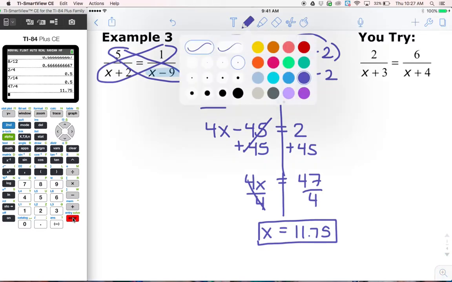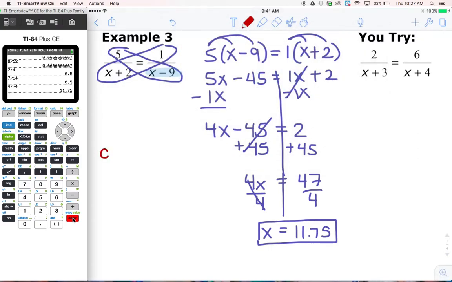So let's go ahead and do it over here. So we're checking. And we're going to say 5 over x plus 2. So 11.75 plus 2 is supposed to equal 1 over 11.75 minus 9. All right, so in my calculator, I'm going to do 5 divided by my denominator. Make sure you use parentheses, which is 11.75 plus 2.